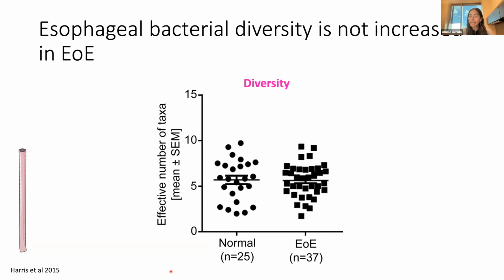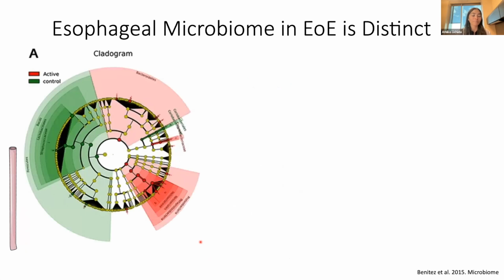And in this study, when they looked at the diversity of communities within the microbes in patients with and without EOE, they didn't end up finding big differences here. But this is, again, another high-level way of examining complex systems like the microbiome.